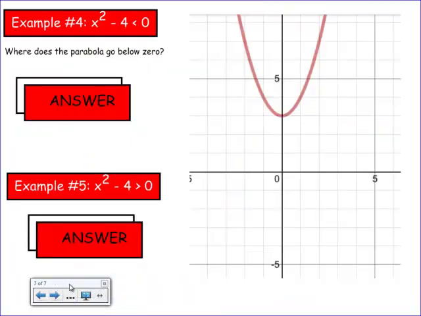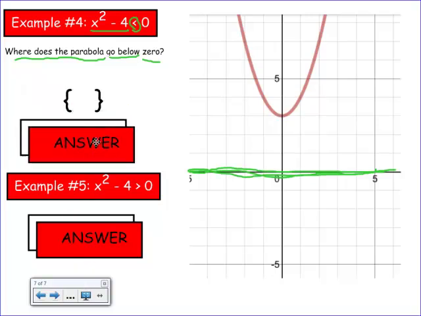And our last problem, it's a double-decker. We're going to look at it both ways. This is asking me, where does my parabola go below 0? It doesn't go below 0. Here's 0 right here. My parabola never goes below 0. So my answer is, oh yeah, that's right, the null set. It don't work.